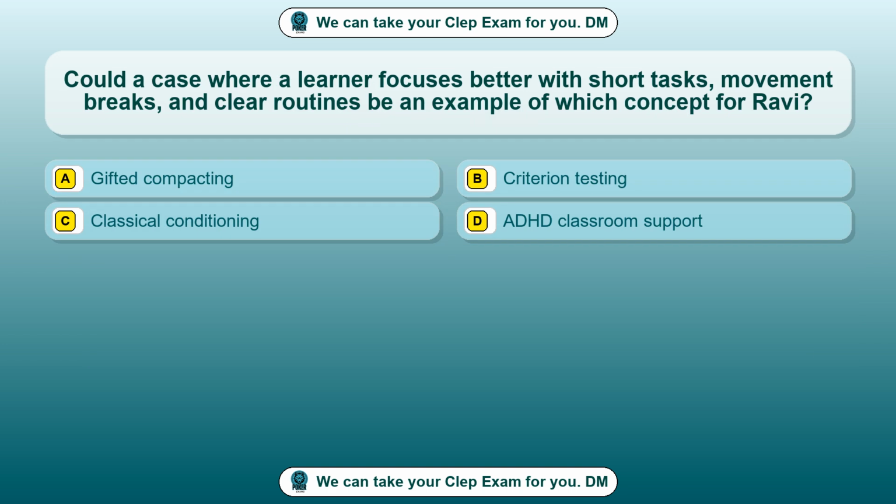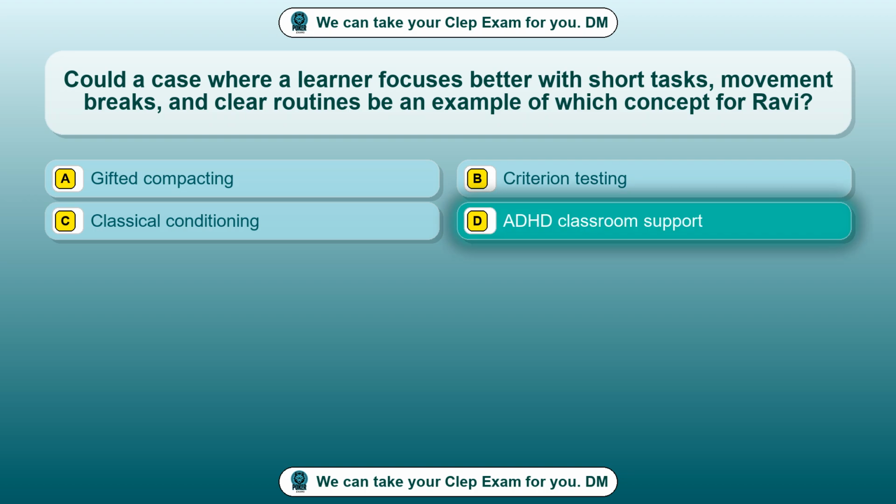Question 67. Could a case where a learner focuses better with short tasks, movement breaks, and clear routines be an example of which concept for Ravi? Option A, gifted compacting. Option B, criterion testing. Option C, classical conditioning. Option D, ADHD classroom support. The correct answer is option D, ADHD classroom support.